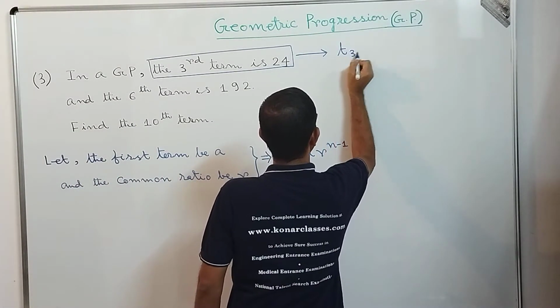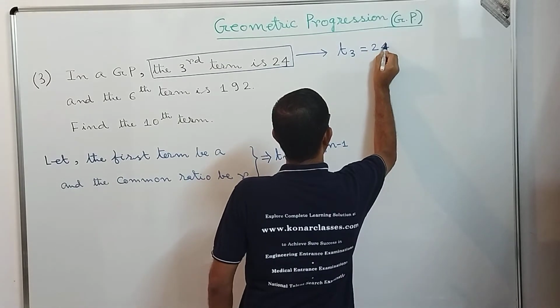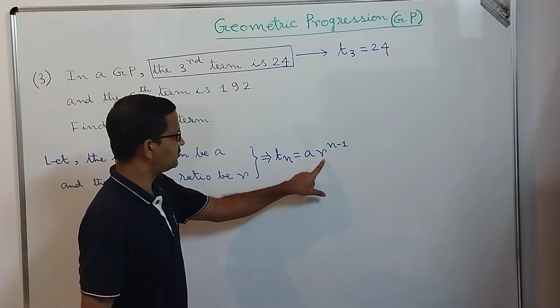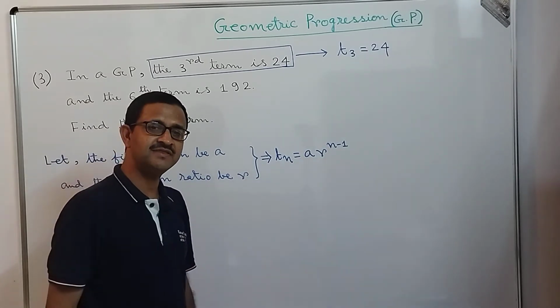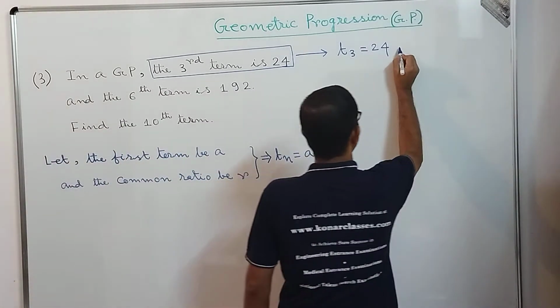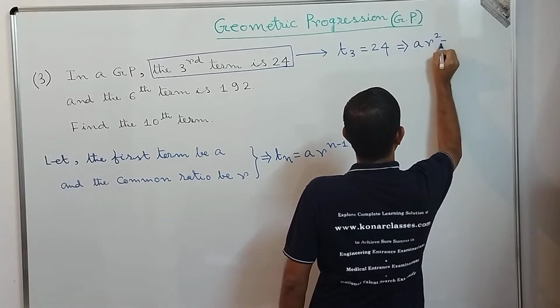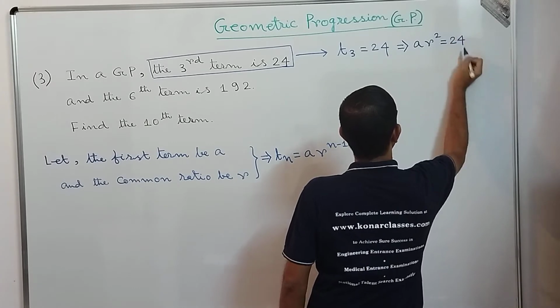T3 is equal to 24. Now according to the formula, what is T3? A into R to the power 3 minus 1, that means A R square. So from here what we get? We get A R square is equal to 24.